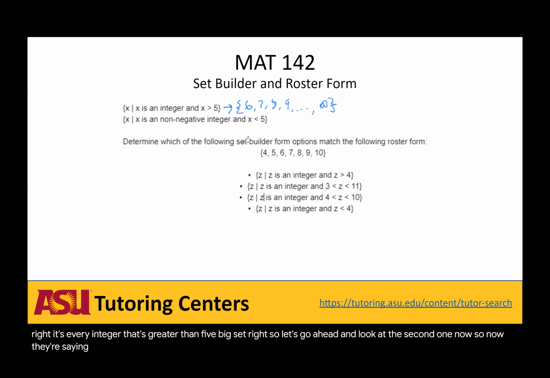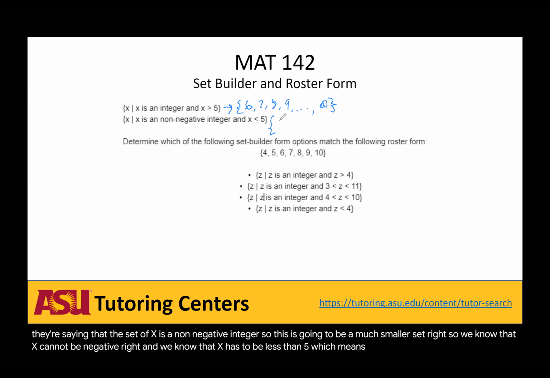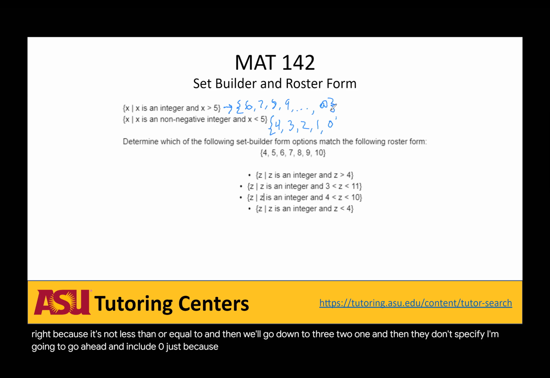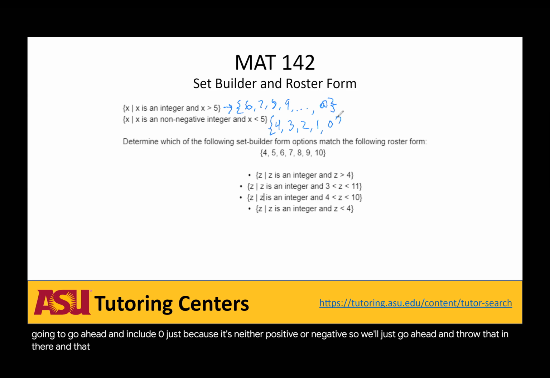Now they're saying that the set of X is a non-negative integer and that it is less than 5. So this is going to be a much smaller set, right? We know that X cannot be negative, right? And we know that X has to be less than 5, which means that we're going to be starting on 4, right? Because it's not less than or equal to. And then we'll go down to 3, 2, 1. And then they don't specify, so I'm going to go ahead and include 0 just because it's neither positive or negative. So we'll just go ahead and throw that in there, and that'll be the roster form for this set builder.